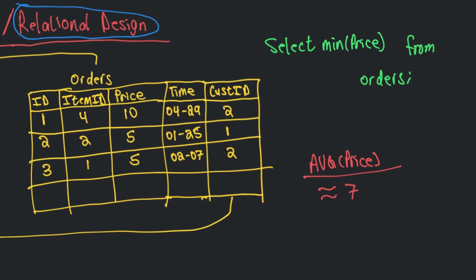And what that would do, as you could probably guess, is that instead of an average price, we would have a minimum price, and it would not be approximately equal to 7. It would actually be exactly 5. Okay, and similarly, there's max. There's also something called count. If you put count price, then that would actually deliver 3, because there's 3, the number of rows.